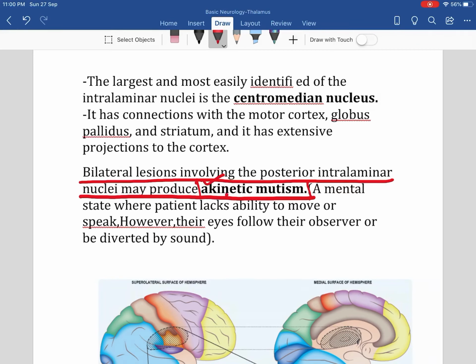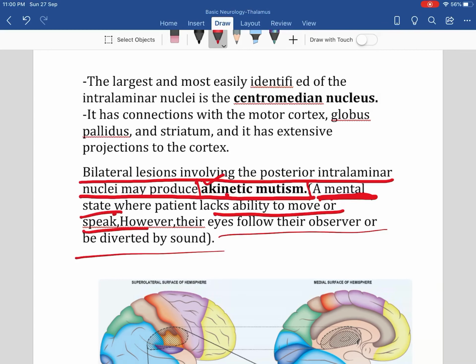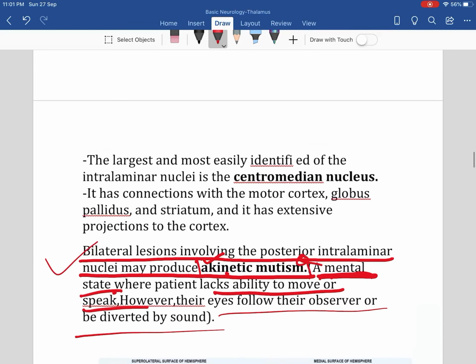Okay, then one of the important things is that a bilateral lesion involving the posterior intralaminar nuclei may produce akinetic mutism. Now this is a disease. Akinetic means akinesia, he cannot move. Mutism means he cannot talk. So it is a mental state. Okay, there is no weakness, there is no pathological problem. It is a mental state where the patient lacks the ability to move or speak. The patient will not move, the patient will not speak, but his eyes will see the observer, and will go in the direction of sound also. Okay, so this was a very important question: akinetic mutism in a lesion of the intralaminar thalamic nuclei.